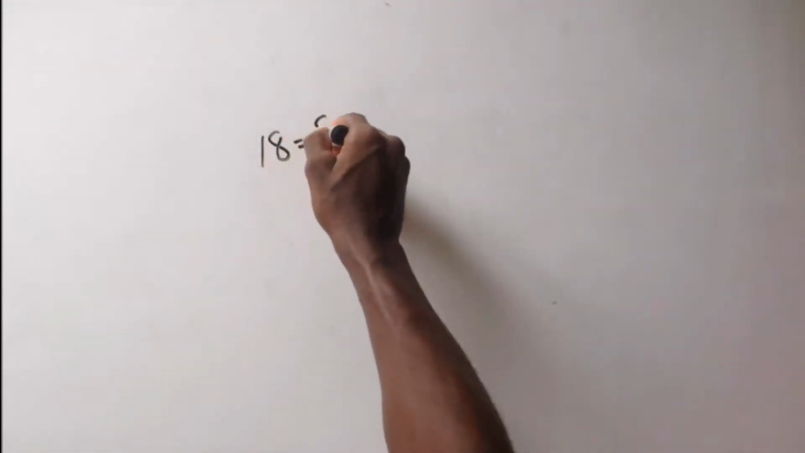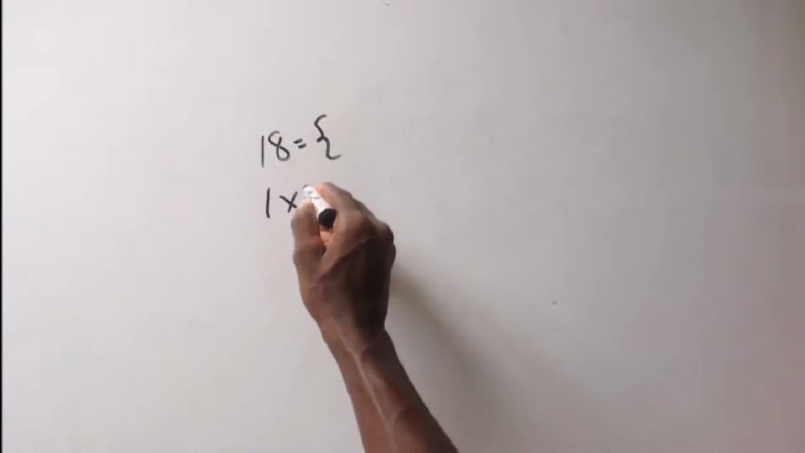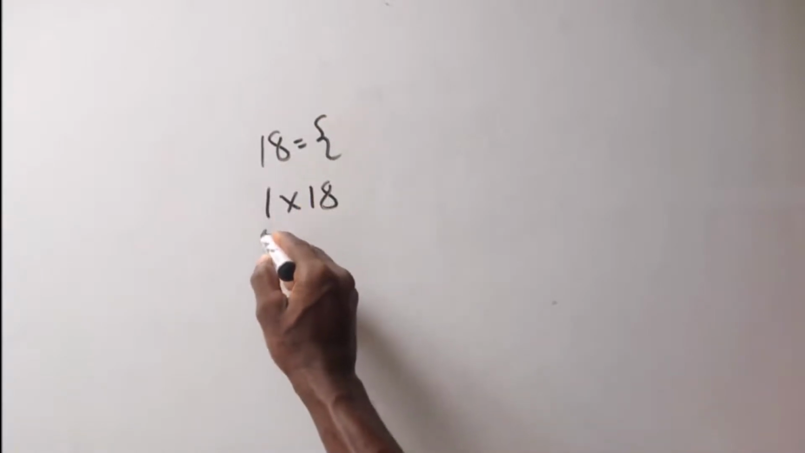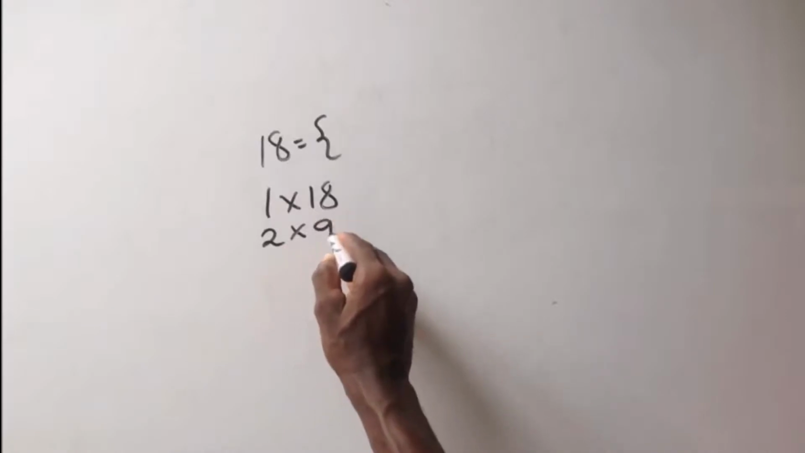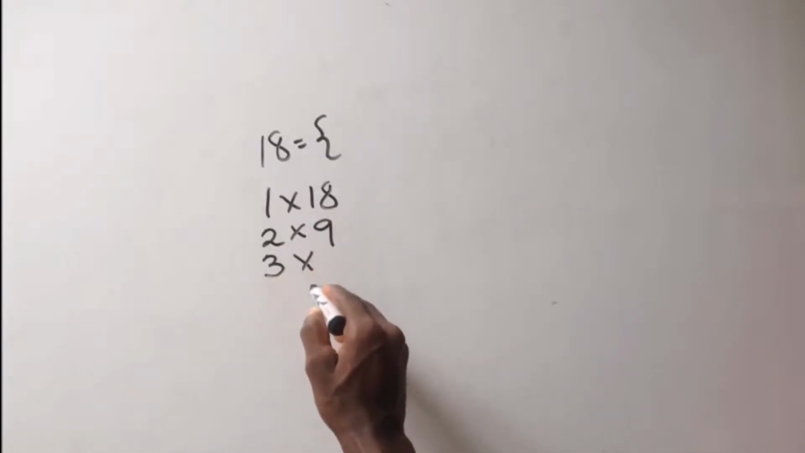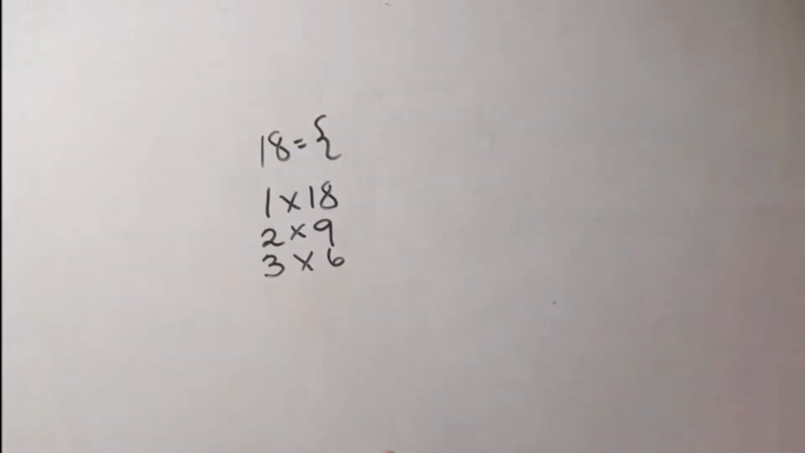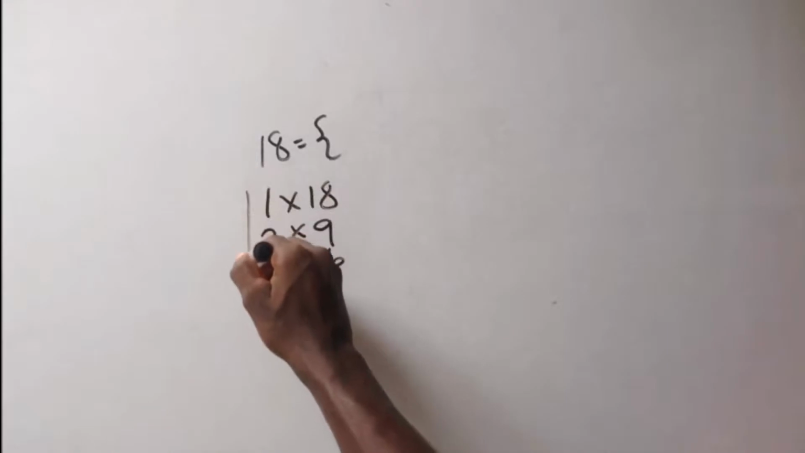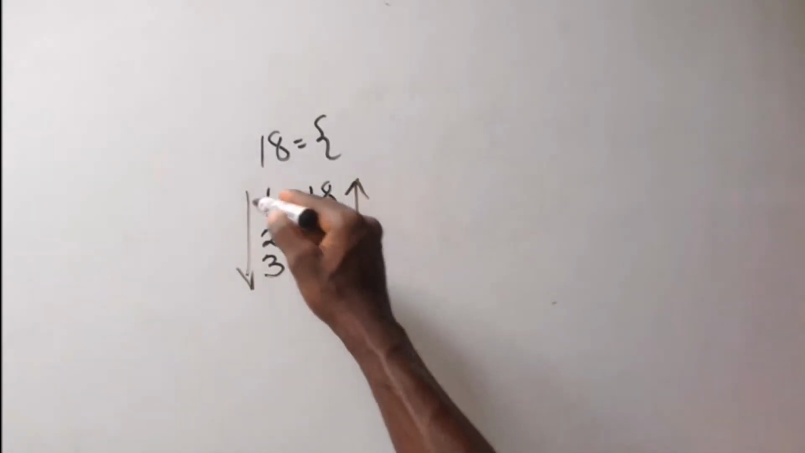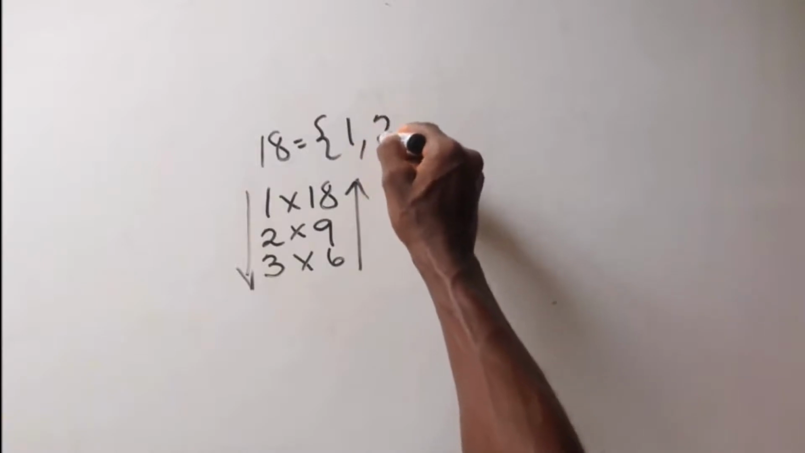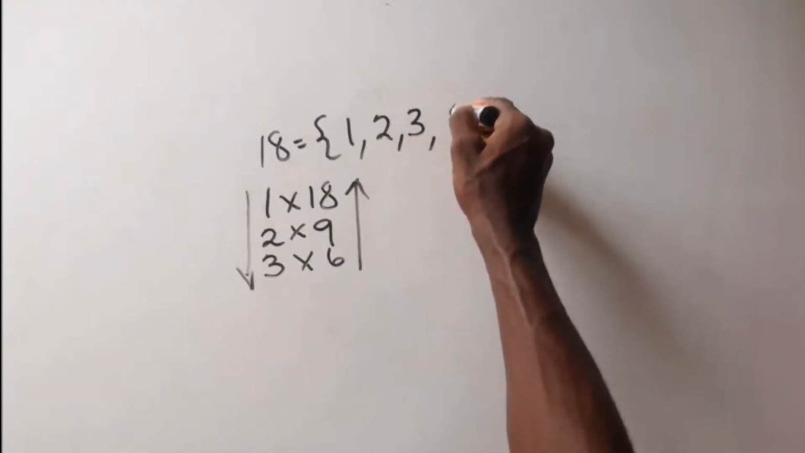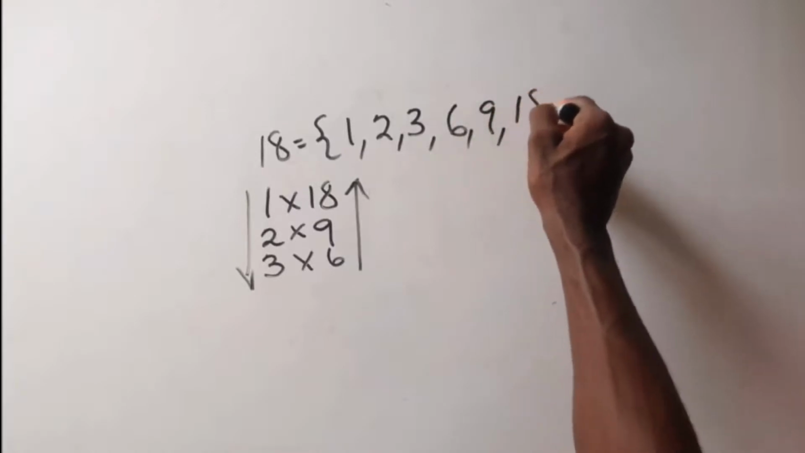So 18, we know 1 is always a factor of 18. Yes, 2 is also a factor of 18. So is 3. And between 3 and 6 we have numbers 4 and 5. 4 times 3 is 12, 4 times 4 is 16, so 4 is not a factor of 18, neither is 5. So we can write our factors of 18 as 1, 2, 3, 6, 9, and 18.